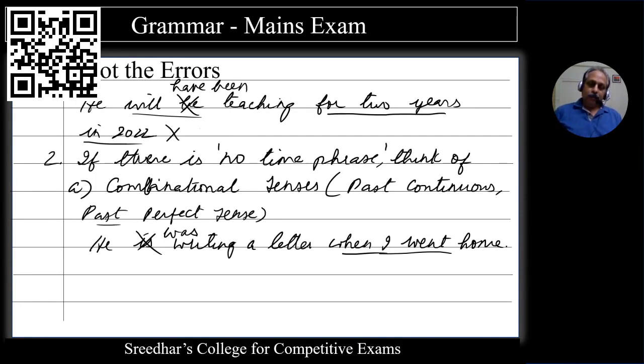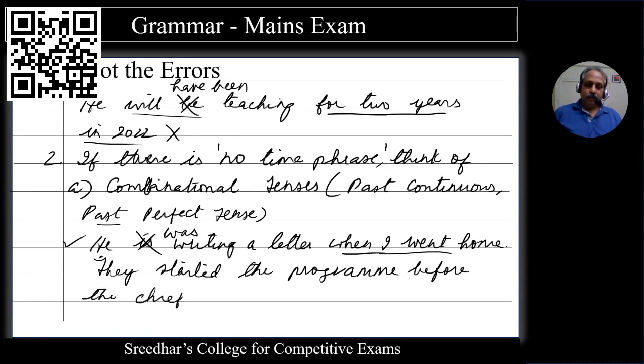One more example, past perfect. I have given one example, past continuous. Now a past perfect example. They started the program before the chief guest arrived. Here you don't see the time phrase. Then how do you spot the error? There's a clue for you. What is it? The conjunction before.